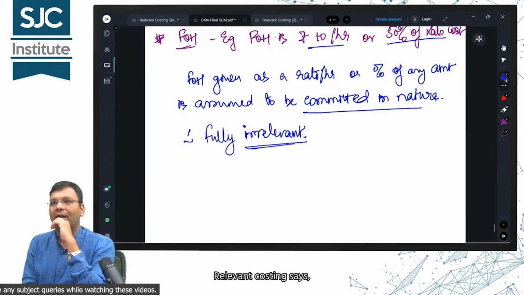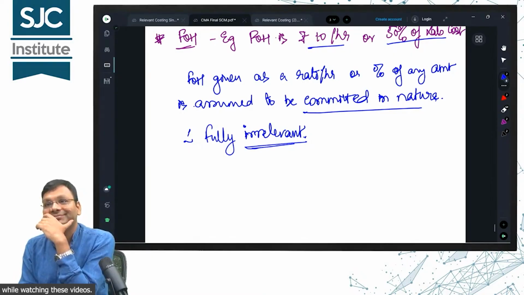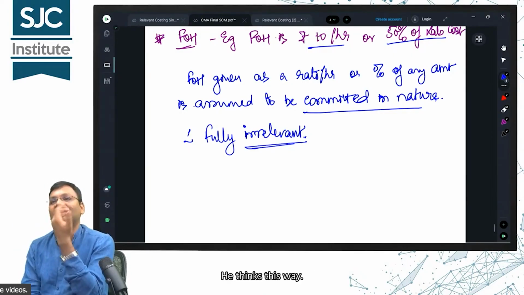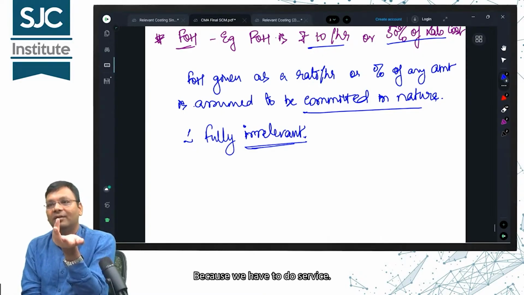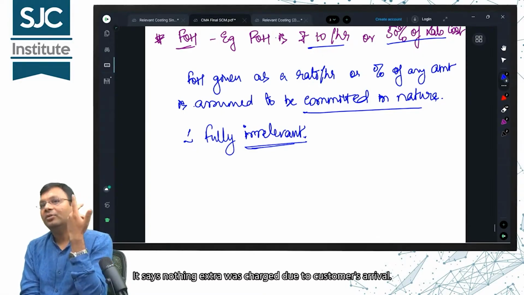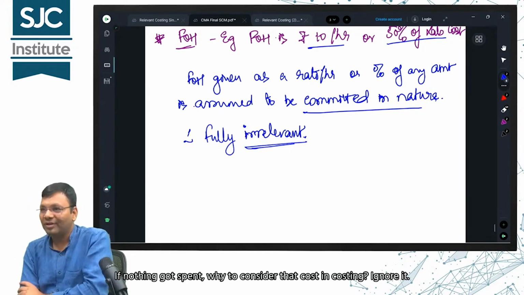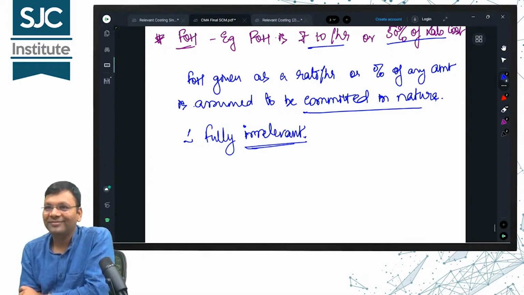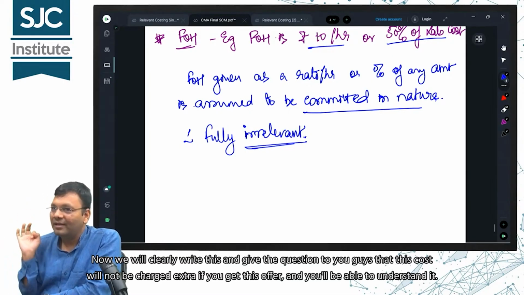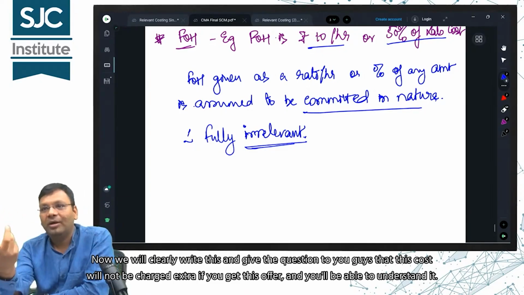Relevant costing says, what extra cost did you incur because of the customer's arrival? What cost did you incur? It thinks this way, because we have to do service. Relevant cost is different. It says nothing extra was charged due to the customer's arrival. If nothing got spent, why consider that cost in costing? Ignore it. Okay? Now we will clearly write this and give the question to you that this cost will not be charged extra if you get this offer, and you'll be able to understand it.